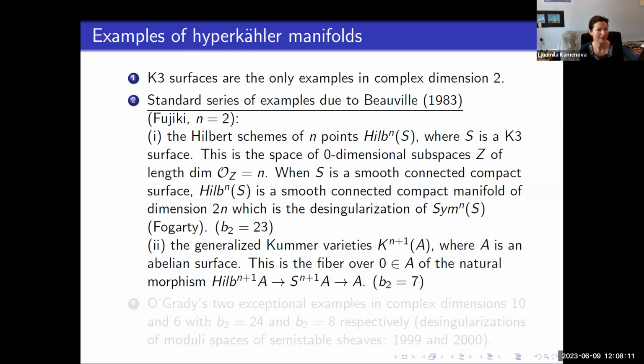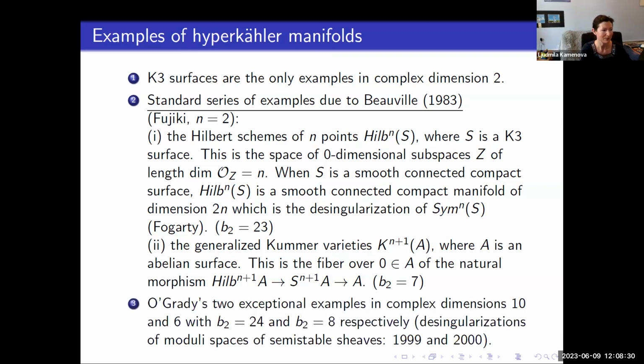So the fiber over, let's say, the 0 point is the hyperkähler manifold. And for a while, these were the only examples known in higher dimensional hyperkähler manifolds. And then O'Grady constructed two exceptional examples in complex dimensions 10 and 6, basically by desingularizing some moduli spaces of semi-stable sheaves.